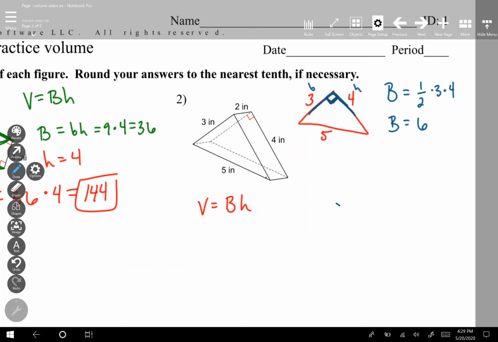Alright. And again, if you wanted that in terms of pi, you just type everything in the calculator except for pi. That would be your answer. You just put pi on the end.